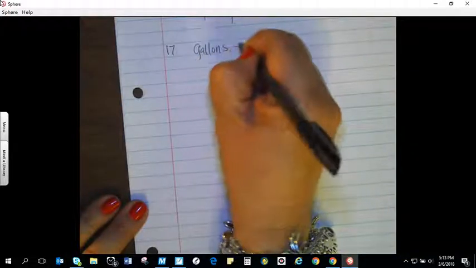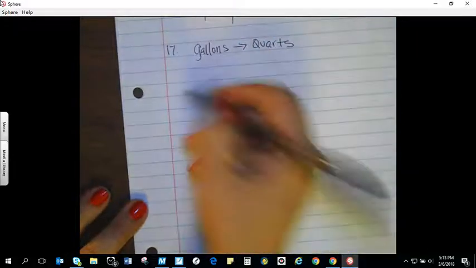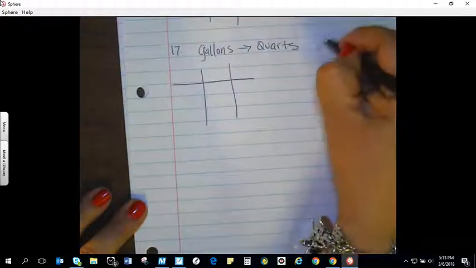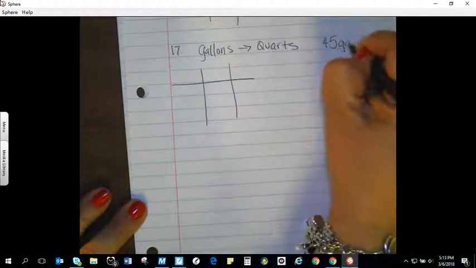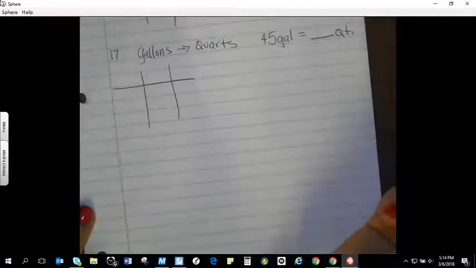I'm going from gallons to quarts. So I have 45 gallons, and that is equal to how many quarts? And that's what I needed to do.